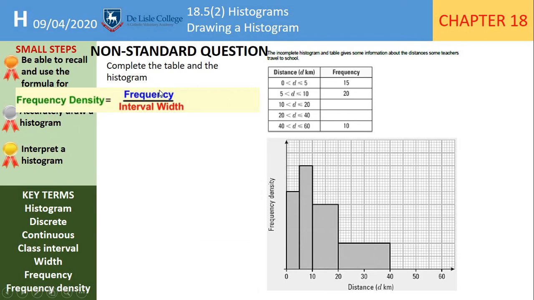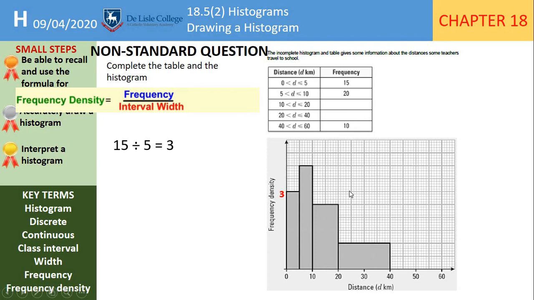So frequency density is the frequency divided by the class width. So using one of these we have the information for. Let's use the first one. So we know the frequency is 15 divided by the interval width of 5 means that the height of this first bar must be 3.